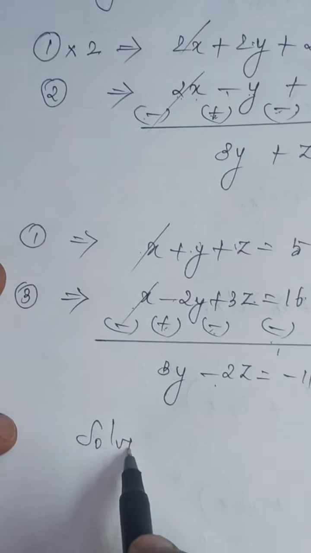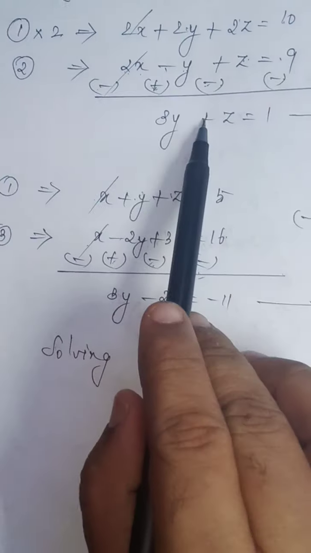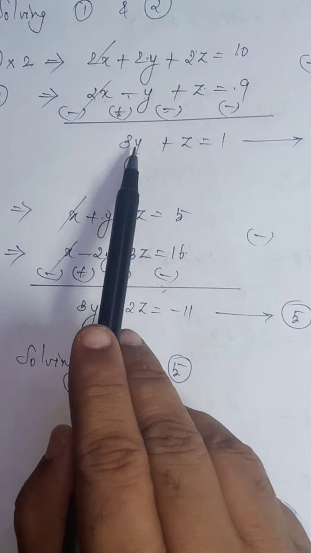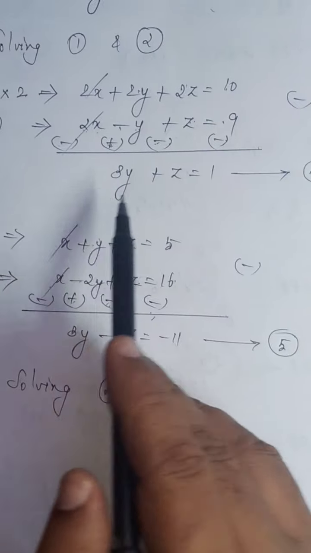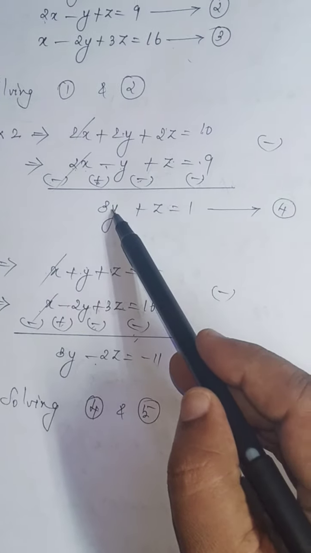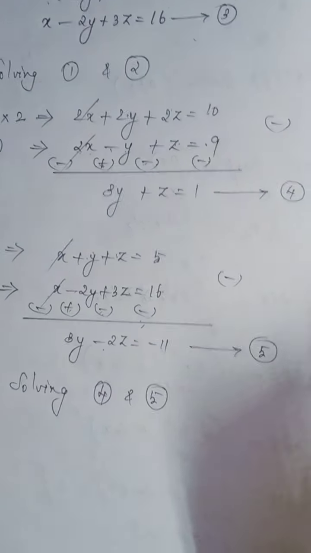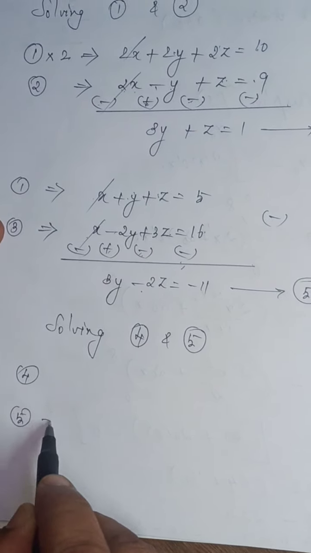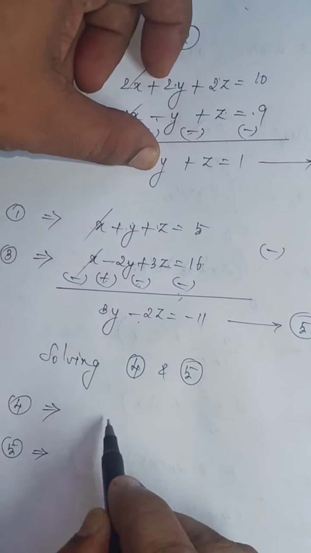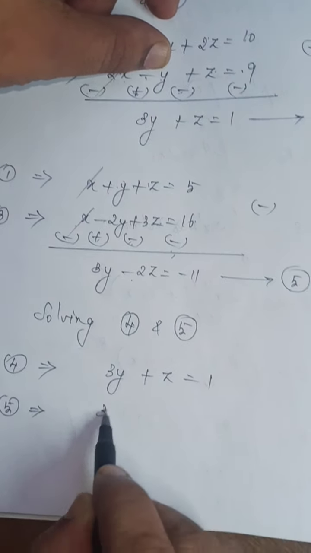Solving 4th equation and 5th equation. In 4th equation and 5th equation we have only 2 variables. What are they? Y and z. Can eliminate any one of them, either y or z. I am going to eliminate y because here 3y, here also 3y. We can directly cancel by changing the signs. So solving 4 and 5, equation 4 and 5 as it is. 3y plus z equals 1, and 3y minus 2z, that is equal to minus 11.